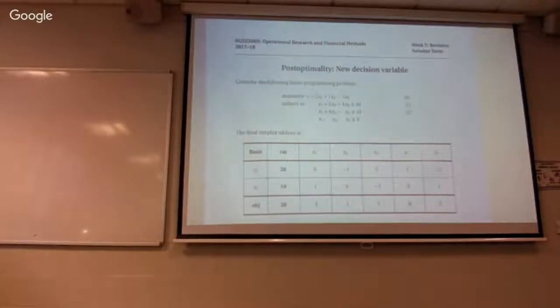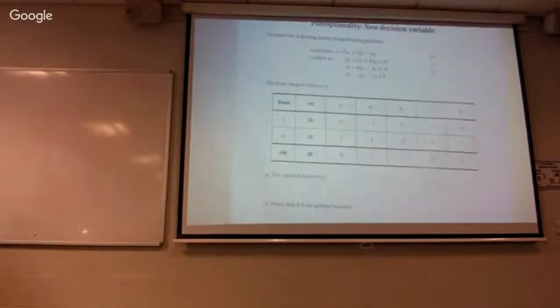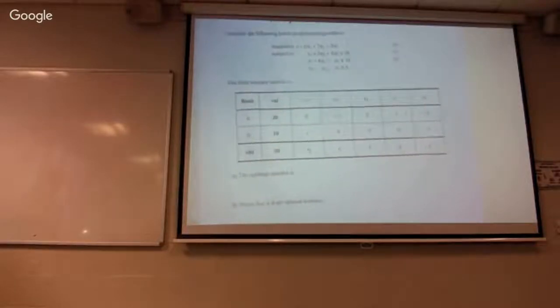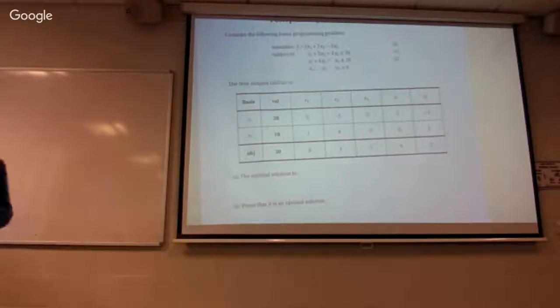If you don't know how to do part B, then you can skip part B. I was thinking of putting part B on the exam. Is it just substituting 10 into x1, so we get 2 times 10, which is 20, and that's the objective? No. Okay, I'll show you. It's a bit hard.